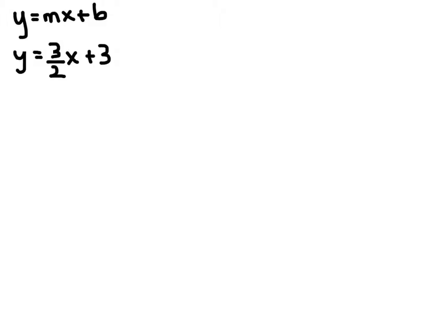So now that we have our slope-intercept form, y equals 3/2 x plus 3, the next thing to do is name your slope. And remember, the slope is always the coefficient of the x. So our slope is 3/2. And the way the movement would go, if our slope is 3/2, that would indicate we go up 3 units and right 2 units.